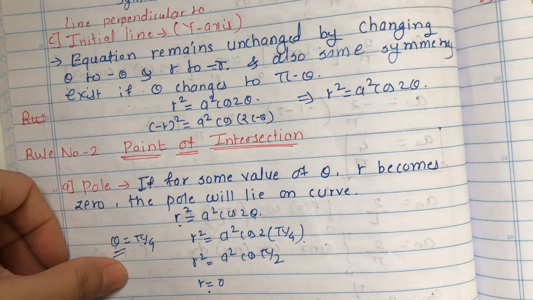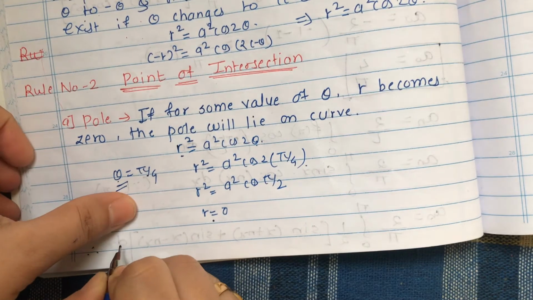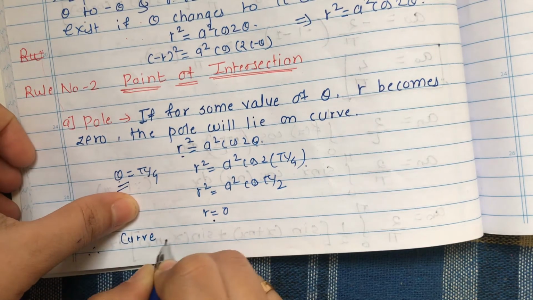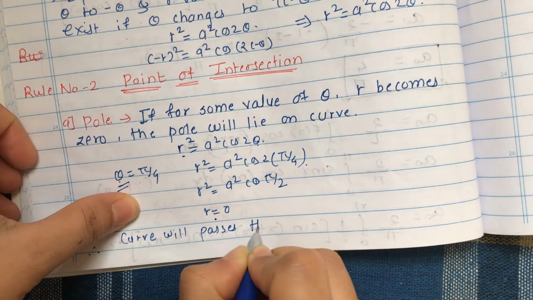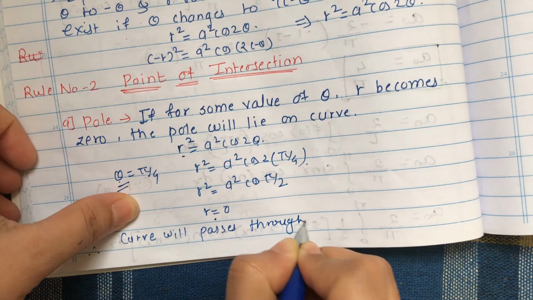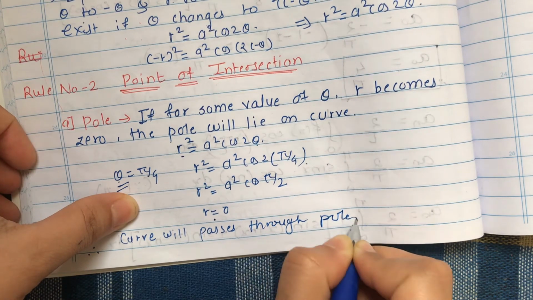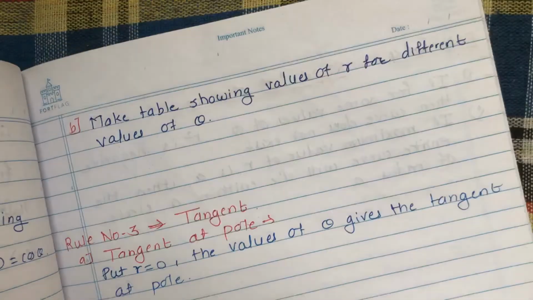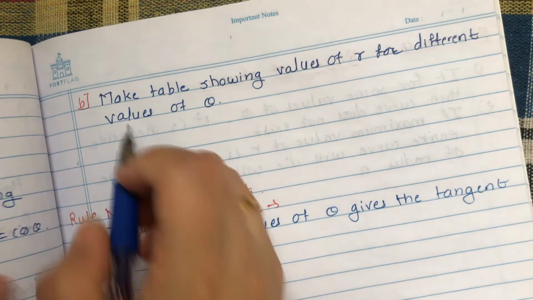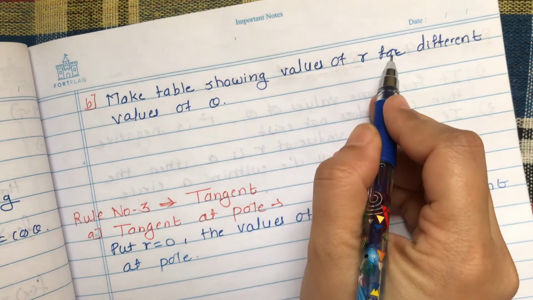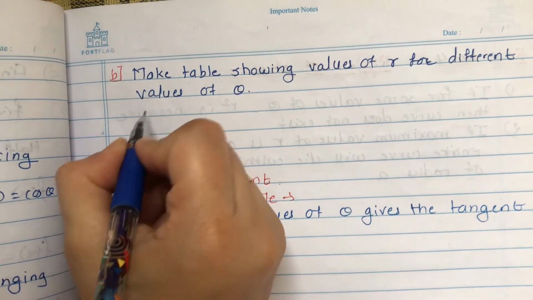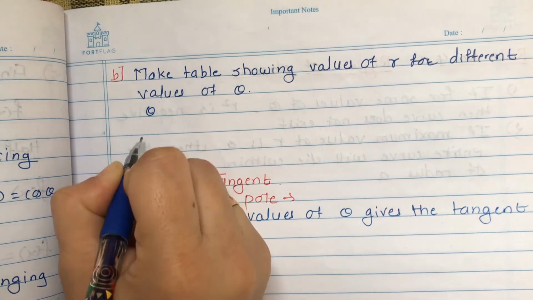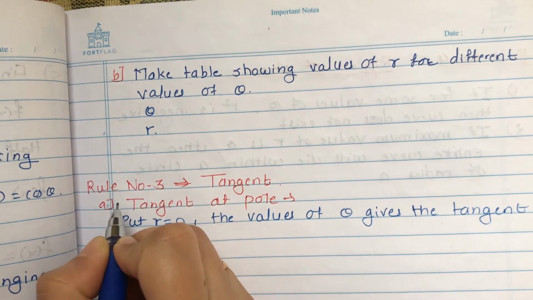So write: curve will pass through pole. Next is to make a table showing values of r for different values of theta. Now we will make a table of theta and the values of r.